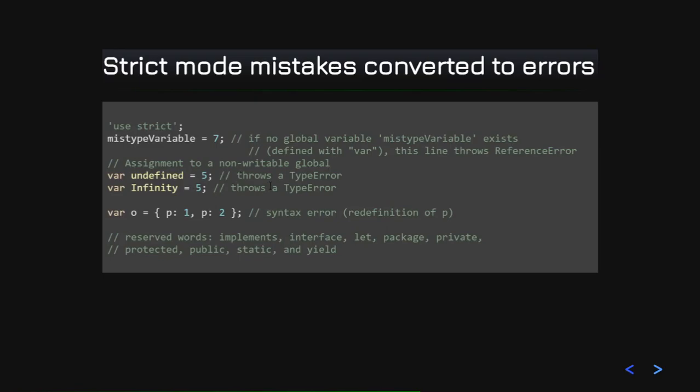Also, errors are thrown if I'm trying to modify non-writable values like undefined and infinity, which is allowed by non-strict mode. And also it throws an error if I'm trying to redefine a property like this one, okay? The reserved words in strict mode are implements, interface, let, package, private, protected, public, static, and yield, some of which are used. For example, let is used, static is used. The other ones are not yet used. They will be used in future ECMAScript versions.